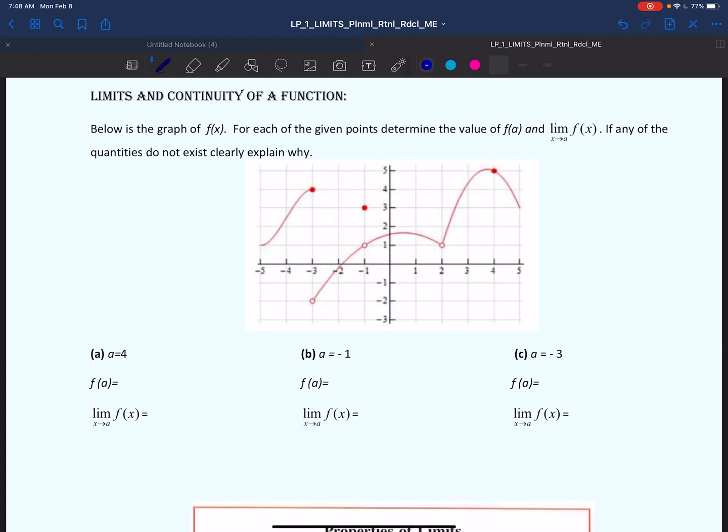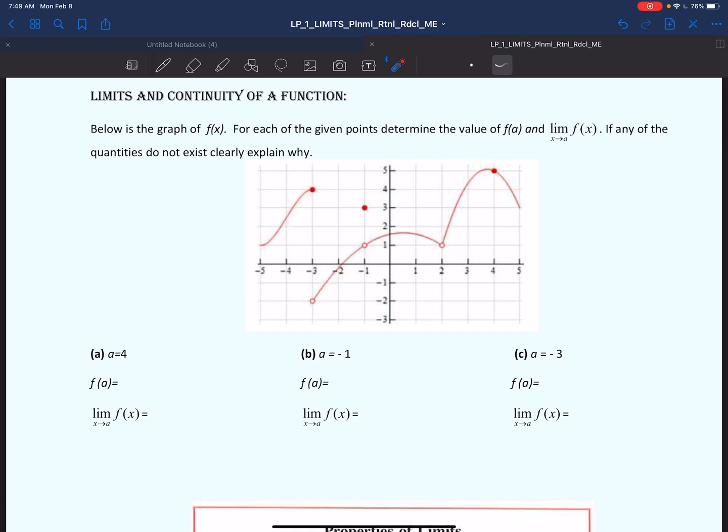Welcome back, everyone. This is part 3 of lesson 1, the limits unit. So we are going to discuss the limits and the continuity of a function. Below here is the graph of function f of x in red. As you can see, this function is made of various pieces, because you have to lift your pencil in order to follow the curve.